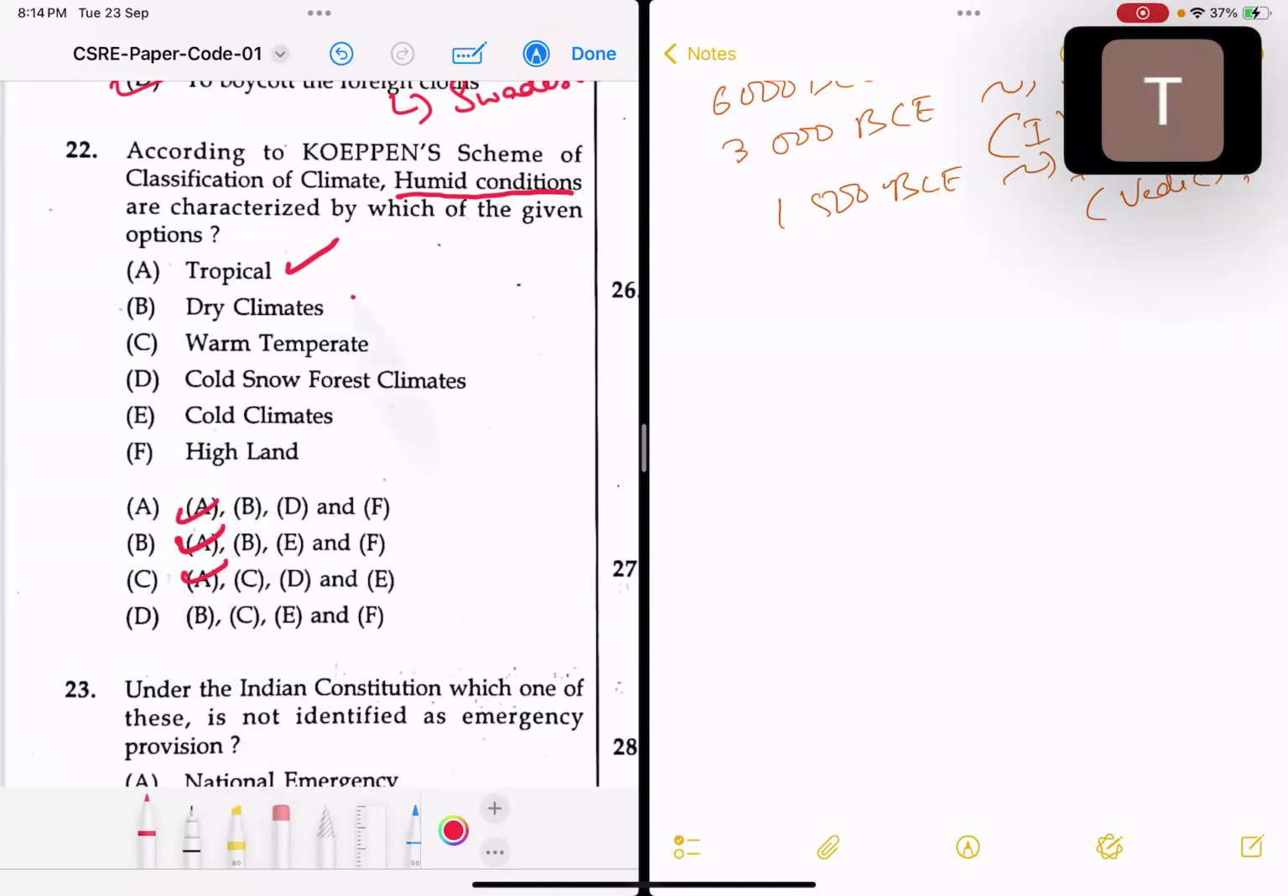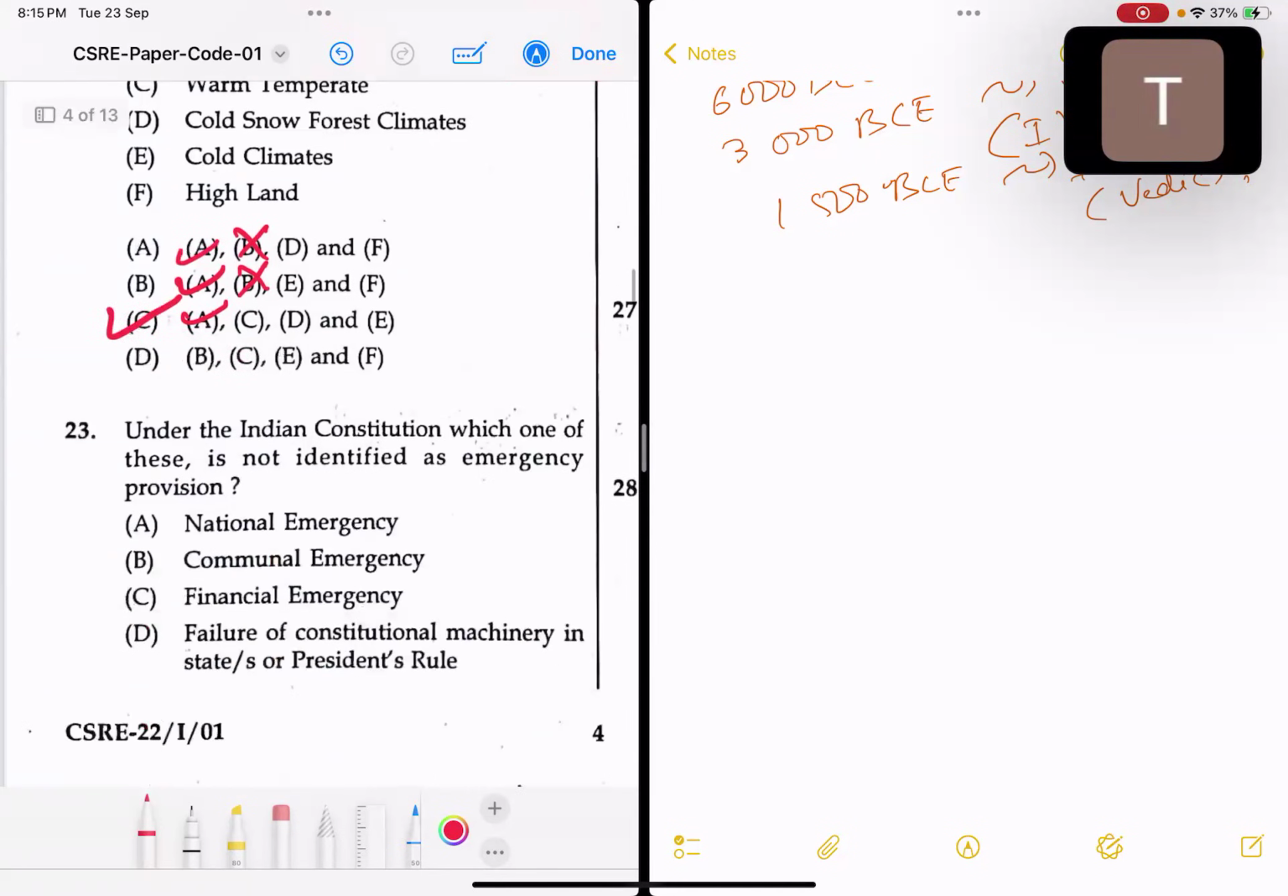Now, the second characteristic is arid climate. Arid climate is the opposite of humid condition, right? When we say humid condition, the humidity is high. The water vapor or water content in the atmosphere is high. But when we say arid climate, it means that the moisture content is low. So it is the opposite of humid. So B cannot be the proper option, right? And if we see, C is the only possibility where A is present and B is not present, right? So the correct option is C, okay?